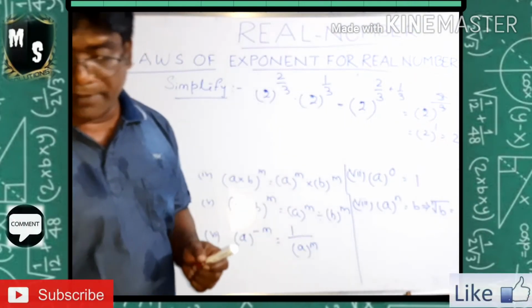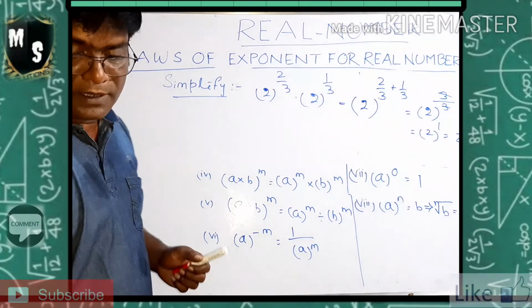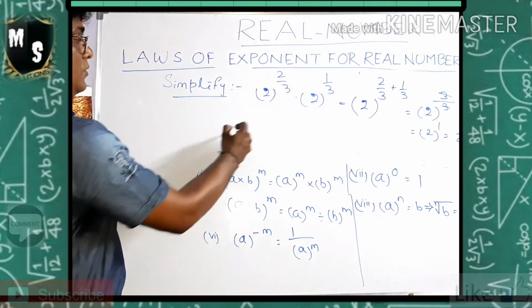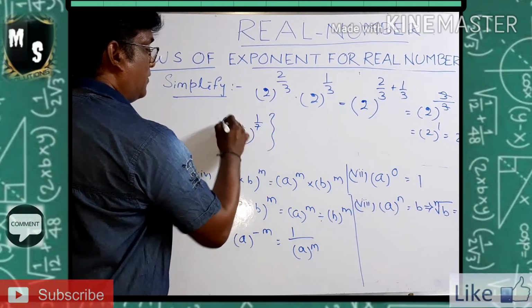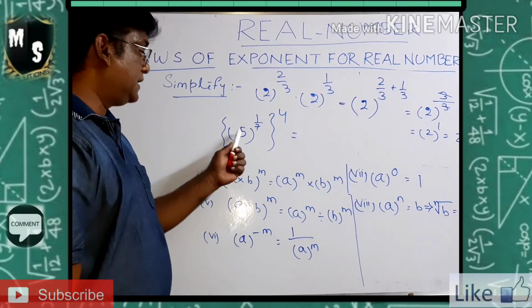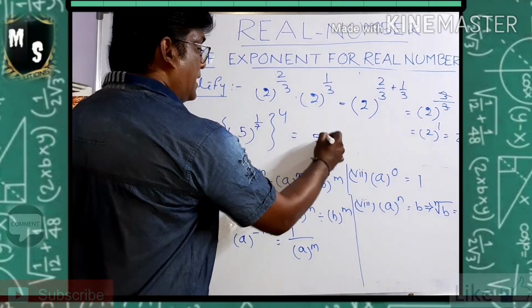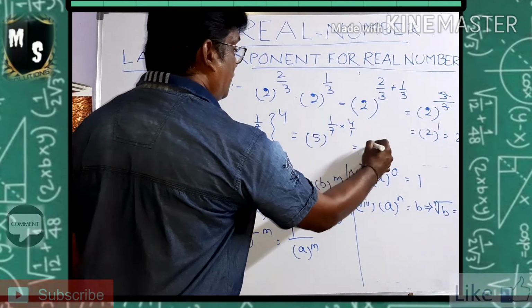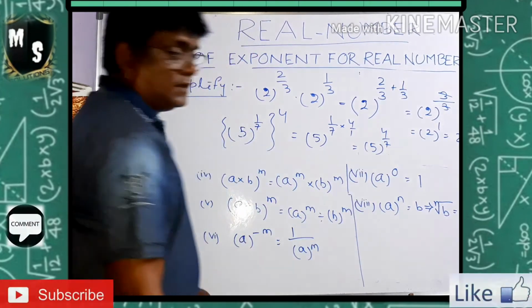Again another one I am doing for you: 7 to the power 1 by 5, the whole to the power 4 by 7, and the like. See, first of all you have to watch which formula it is. It is a to the power m, the whole to the power n. So we can write a to the power m into n, that is equal to 5 to the power 4 by 7. This is the answer. Clear?